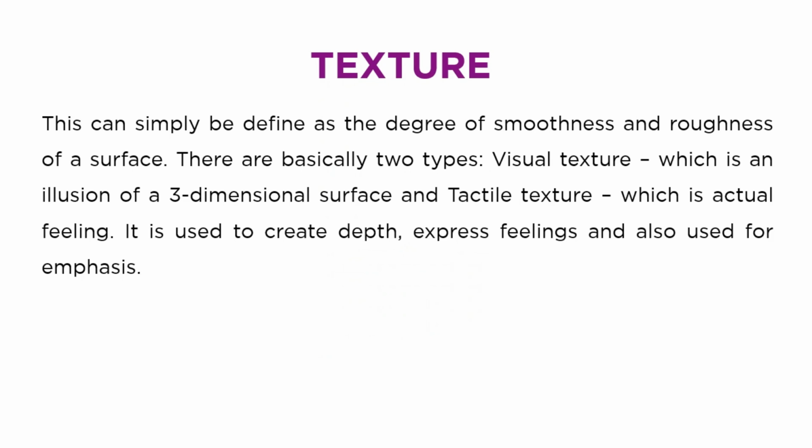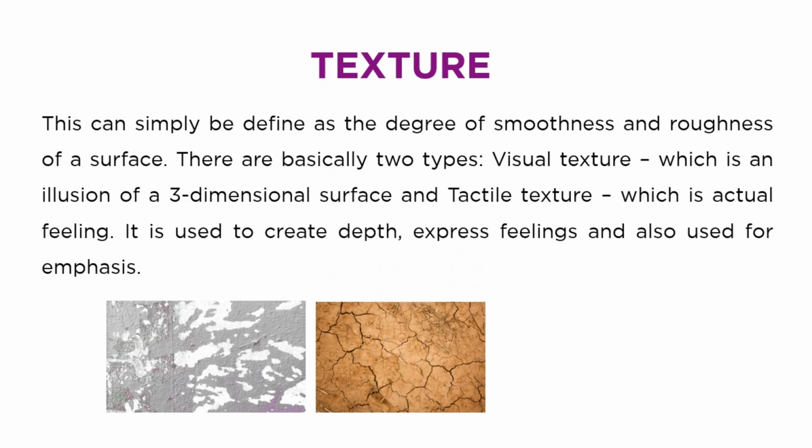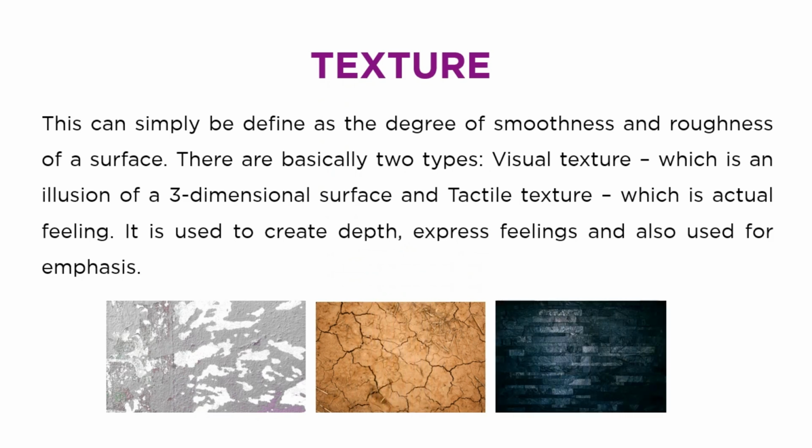Texture. This can simply be defined as the degree of smoothness and roughness of a surface. There are basically two types: visual texture, which is an illusion of a three-dimensional surface, and tactile texture, which is the actual feeling. It is used to create depth, express feelings, and also used for emphasis. So below here are some examples of what a texture looks like.